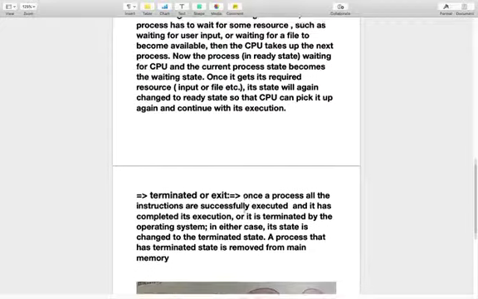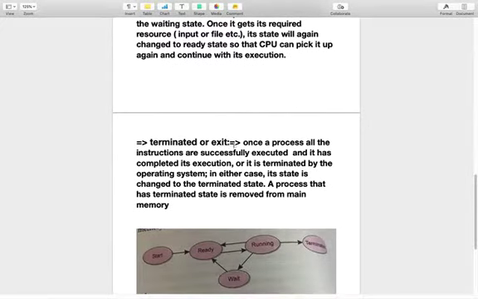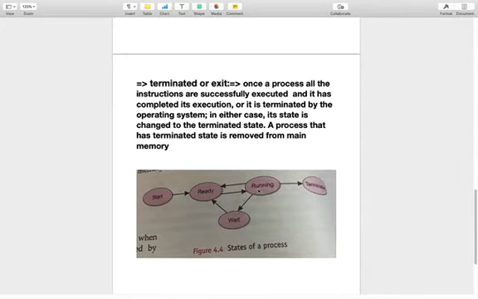And our last state is terminated or exit state. Once all the instructions of a process are successfully executed and it has completed its execution, or it is terminated by the operating system, in either case its state is changed to the terminated state. A process in terminated state is removed from the main memory. If the process completes all its tasks after running state, it moves to the terminated state.